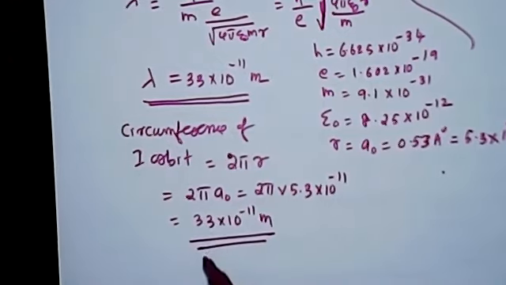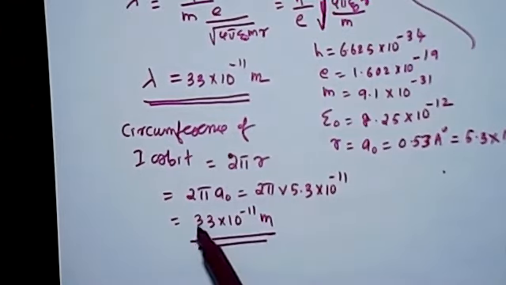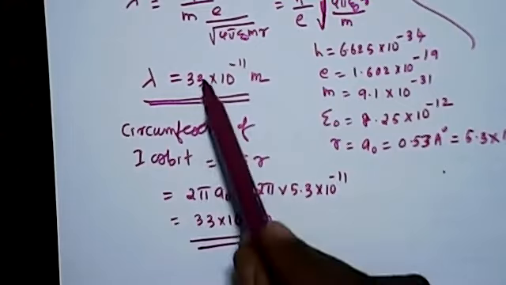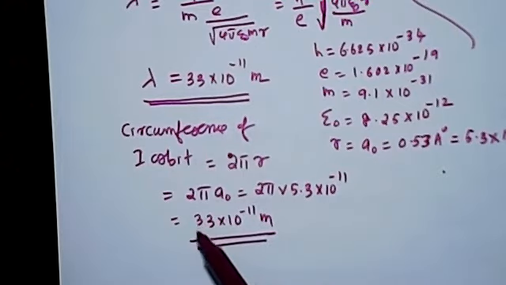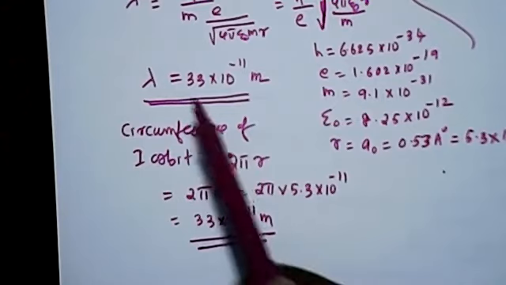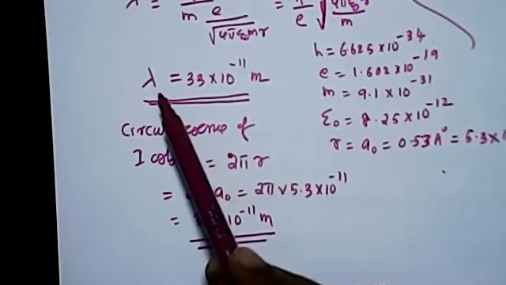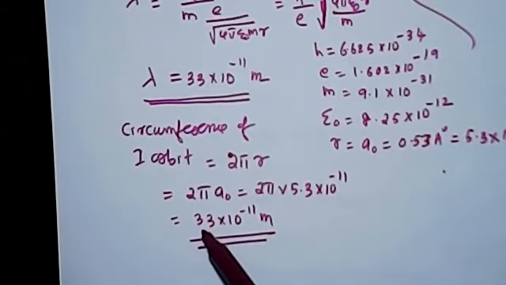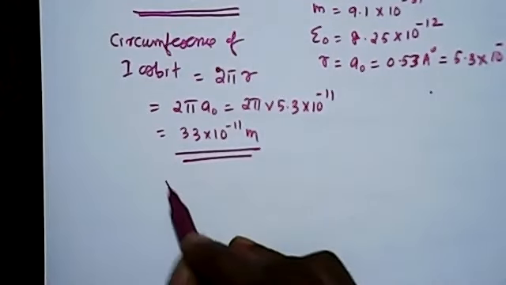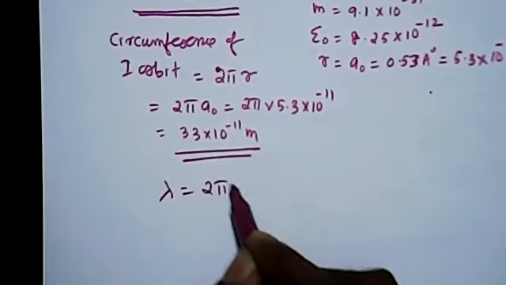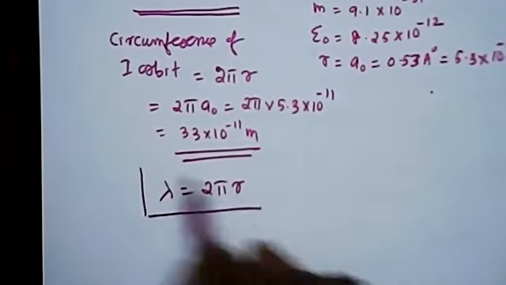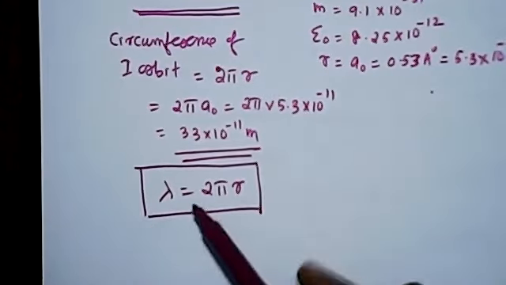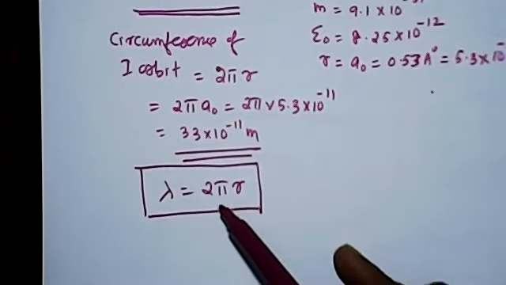Okay, see, these two are same. Lambda and circumference of first orbit have the same value. Okay, for the first orbit of the hydrogen atom, the de Broglie wavelength as well as the circumference of the orbit has same value. So we can write lambda equal to 2 pi r. Okay, so a very important result, lambda equal to 2 pi r.